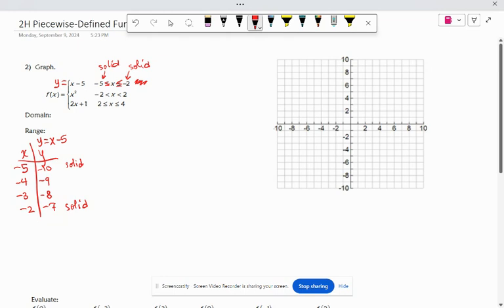So I can go ahead and graph these points on my graph. -5, -10, and that is a solid dot. And -4, -9, -3, -8, and -2, -7. So that is the end of that piece. I will connect them because I could have put x values in between those. And now I'm going to choose a different color for the second one.